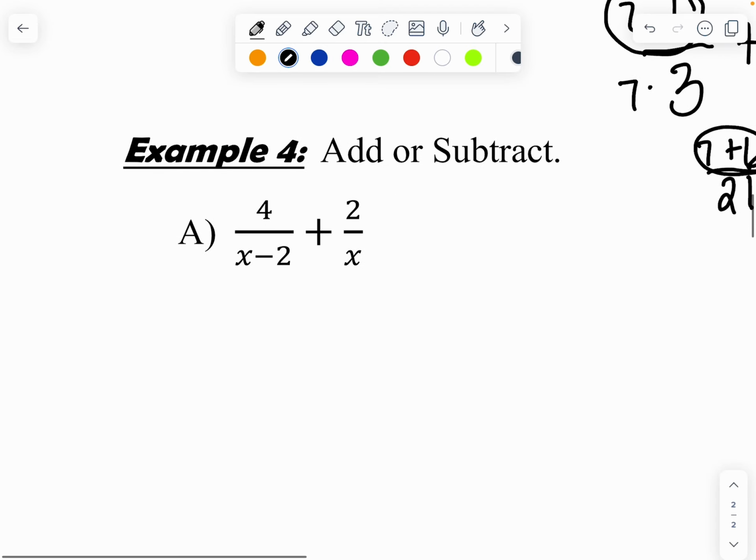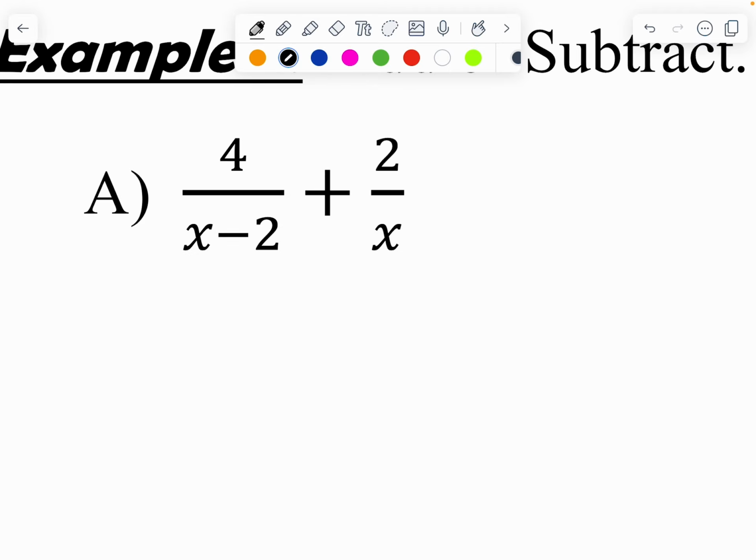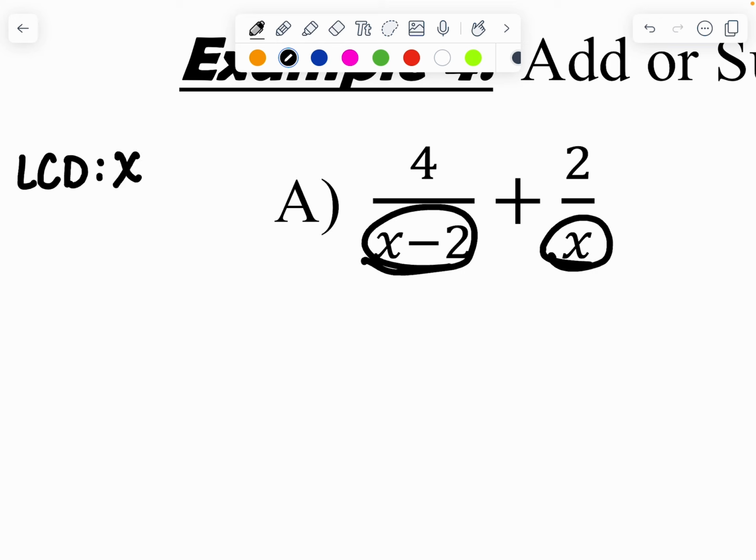All right, we're going to do the same sort of situation here. Okay, so we are going to start by getting the lowest common denominator. If the denominators aren't factored, you will need to factor them in order to find the least common denominator. X minus 2 is not factorable, nor is x, so they are both factors. We are going to need an x to cover the x, and we're going to need an x minus 2 to cover the x minus 2. So that's our LCD.